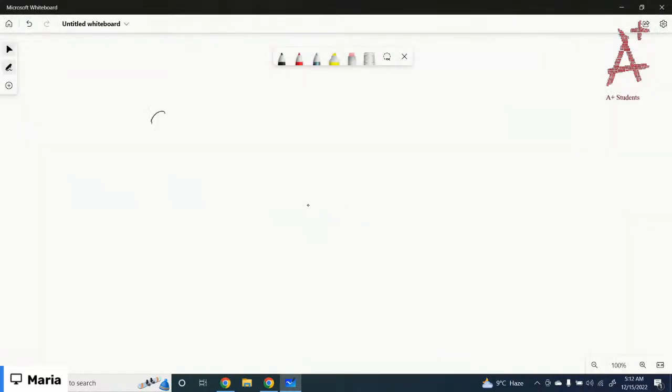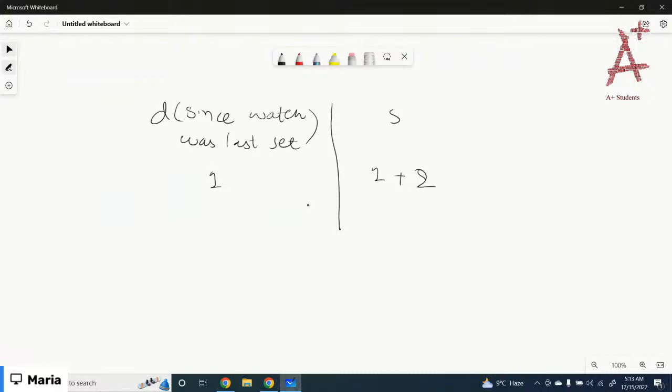So let's suppose D is the number of days since the watch was last set, and then we have the seconds. On day one, the watch goes back 1 second. It is already set back 2 seconds. That means on day one, it is 3 seconds behind.